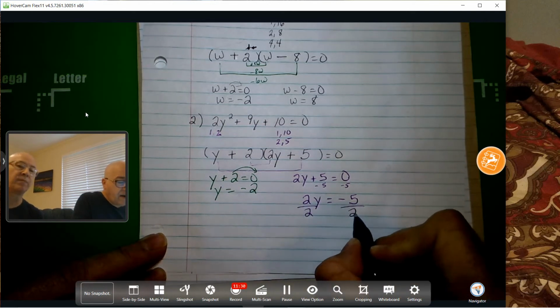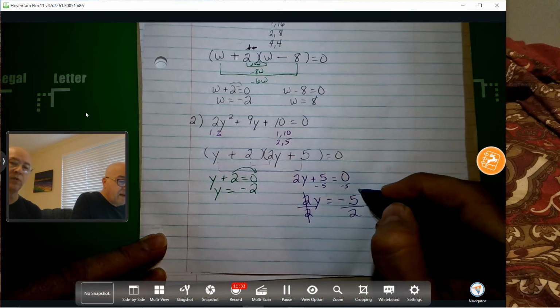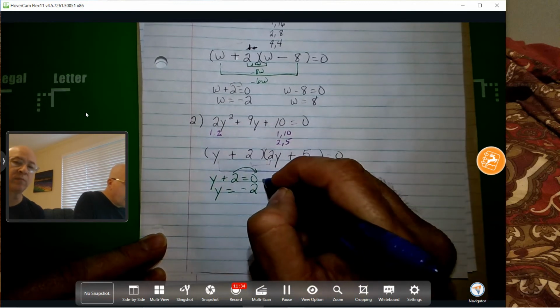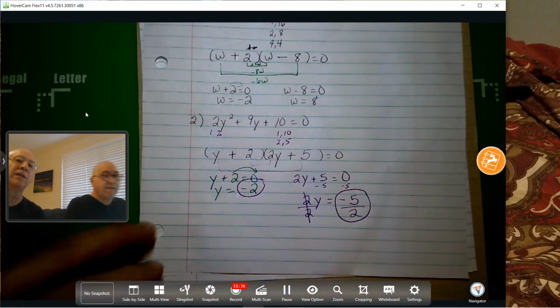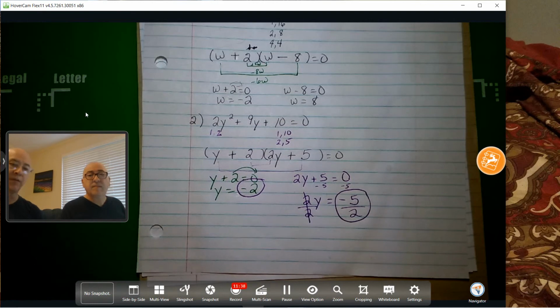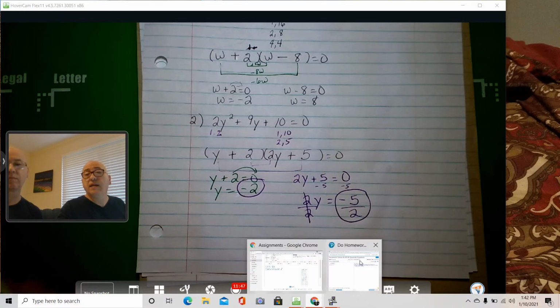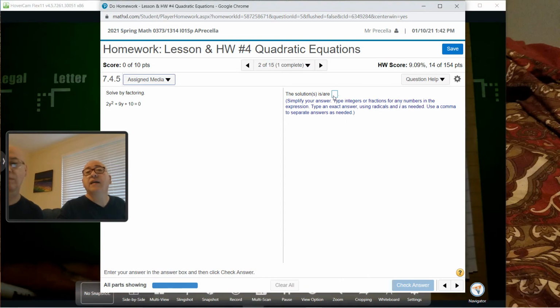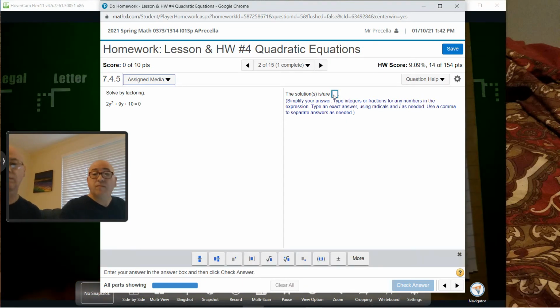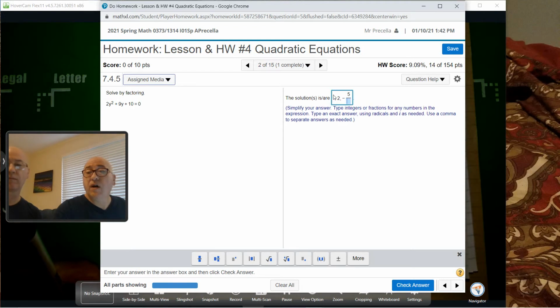Oh, and okay. I say I'm transposing terms. When you transpose terms, when you move terms to the other side of the equal sign, you're basically changing the sign of the term. So, -2 and -5 over 2. Those are the answers. -2, comma, -5 over 2.